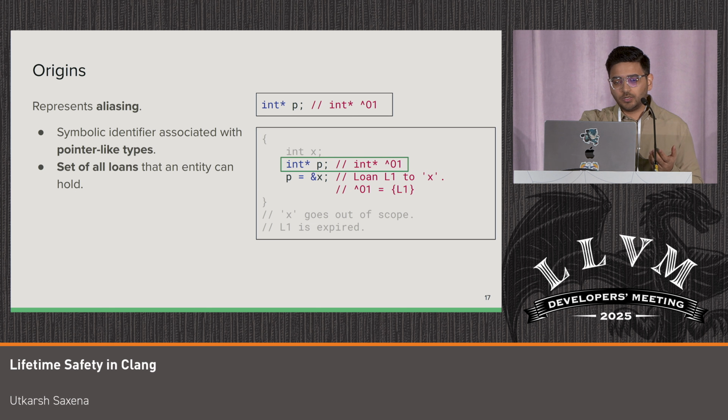So for example, when we start with an int star p, we have an origin O1. It does not have any loan at this point. When we reference X, we create a loan to that X. It's still on the right-hand side. But when we process this assignment, p equals &x, we say that this loan now is a part of this origin. And origin is a set of loans, and L1 is one of those loans that this origin could contain.